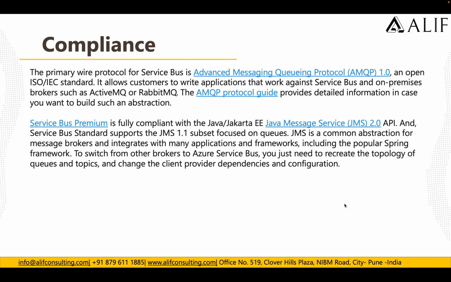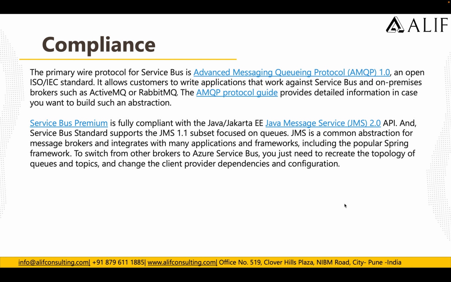Sorry, the AMQP protocol guide provides detailed information in case you want to build such abstractions, right? So Service Bus Premium is fully compliant with Java/Jakarta EE, which is Java Messaging Service 2.0 APIs, and Service Bus Standard supports a JMS 1.0 subset focused on queues. JMS is a common abstraction for message brokers and integrations with many applications and frameworks, including the popular Spring framework. To switch from one broker to Azure Service Bus, you just need to recreate the topology of queues and topics and change the client provider dependency and the configuration.